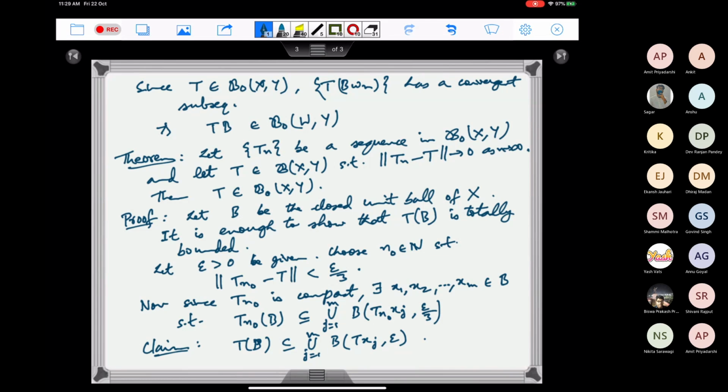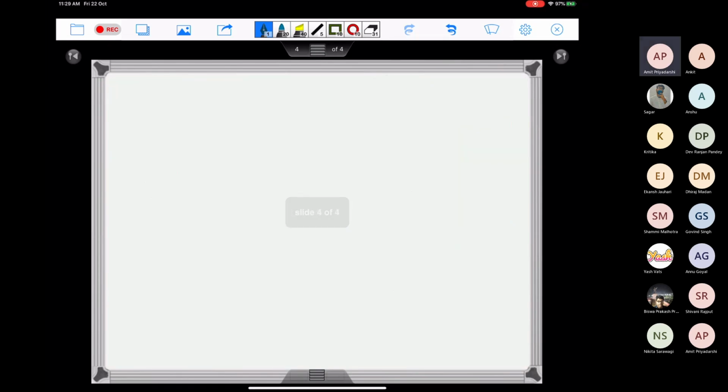So to show this, we take any point of T of B. So let x belong to B. That means that norm x is less than or equal to 1. And then we look at what is T of x_j minus T of x.